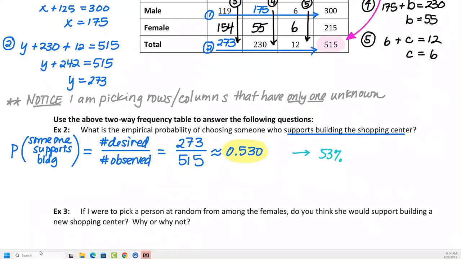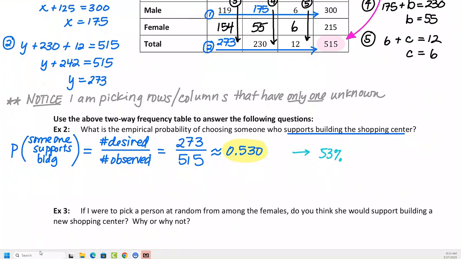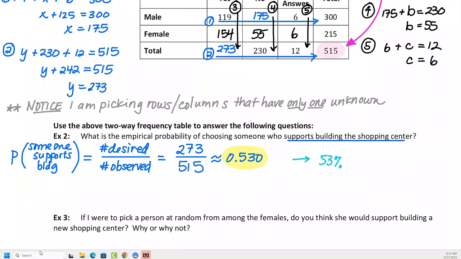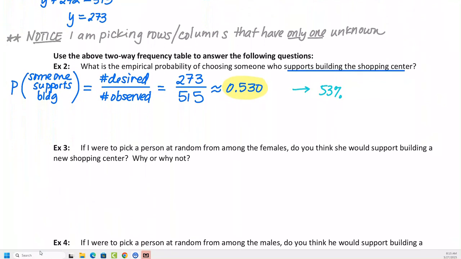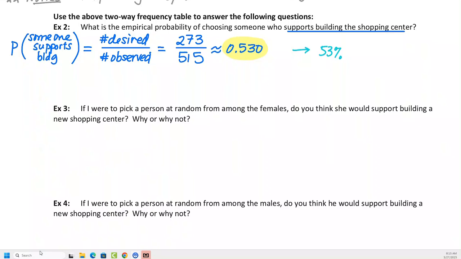Example 3. If I were to pick a person at random from among the females, do you think that she would support building the new shopping center? Why or why not? Oh, yeah, I'm going to start showing this some advanced way of writing it, okay? So notice here that we're picking a person among the females. So do I care about the males at this point? So notice here, I'm going to write this a little bit higher because I'm going to write some words underneath.